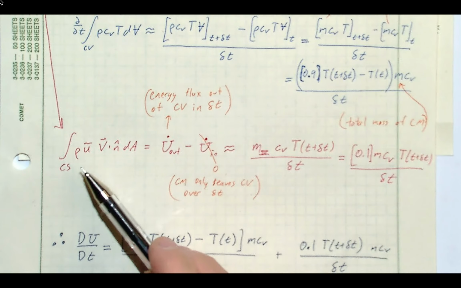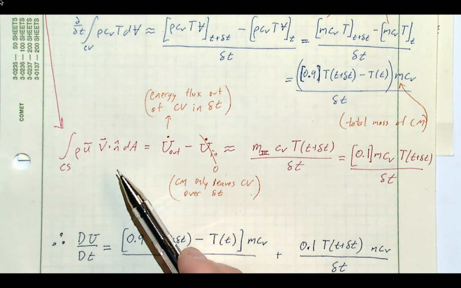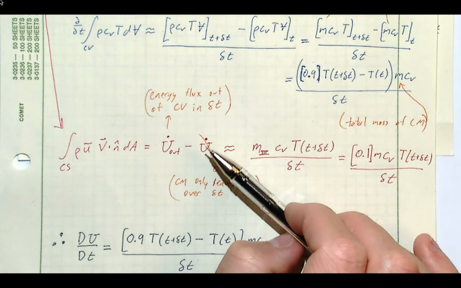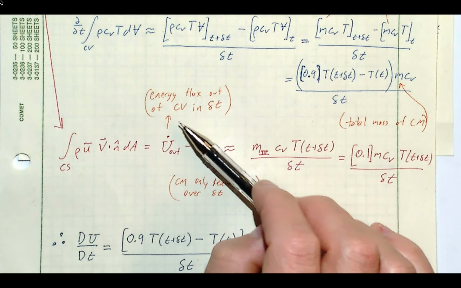All right, so now looking at the flux term. This is all the fluxes through the control surface. So this is really the flux of energy through the control surfaces, which we can represent as all of our energy fluxing out of the control volume over that small delta T, minus all of the energy fluxes coming into our control volume, making this the net energy flux leaving our control volume.